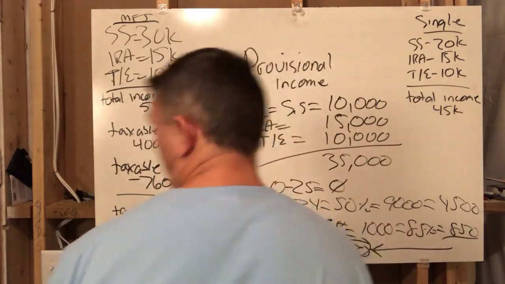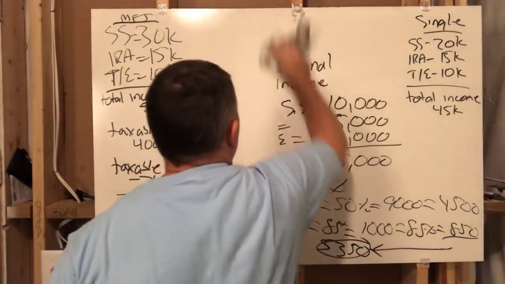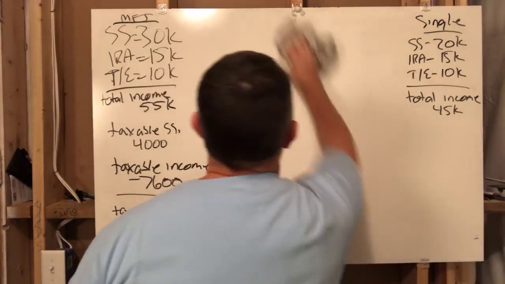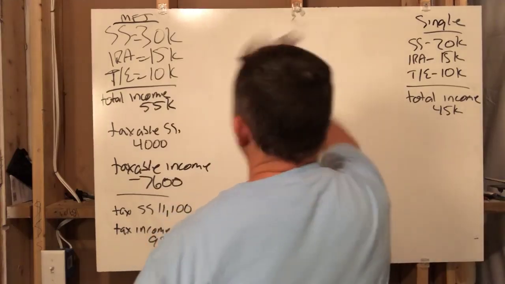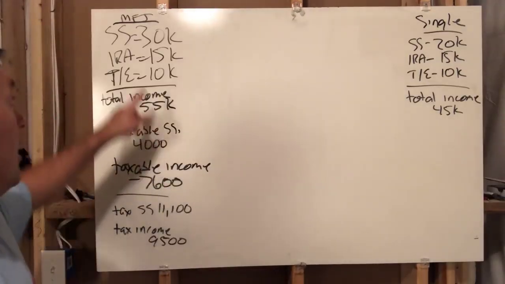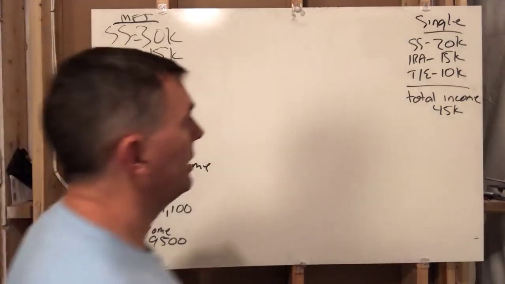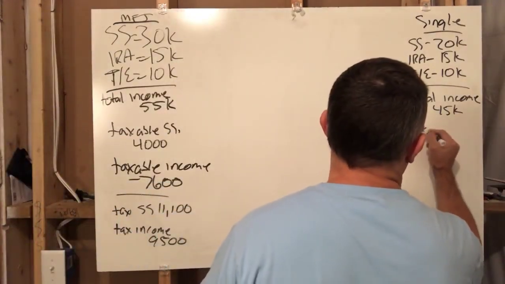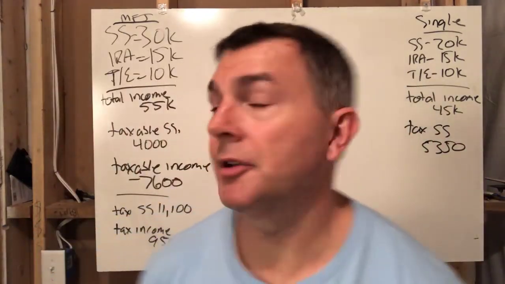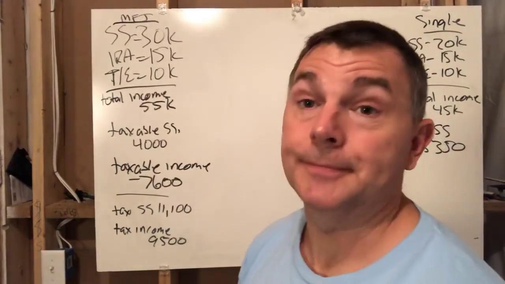And the irony of it all, I'll share with you. All right, let me show you what I'm talking about. 5,350. You want to see the irony of it all? So look, before their taxable Social Security is $4,000 when they had $55,000 of income. Now her taxable Social Security is $5,350. $10,000 more of income, $1,350 less of taxable Social Security.